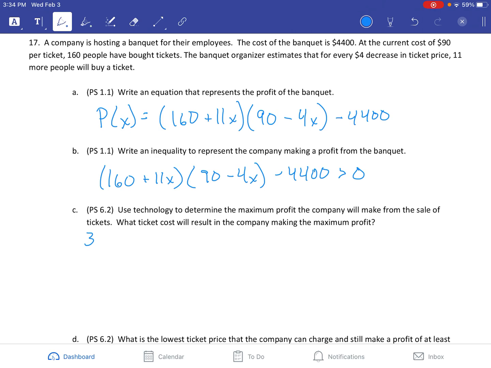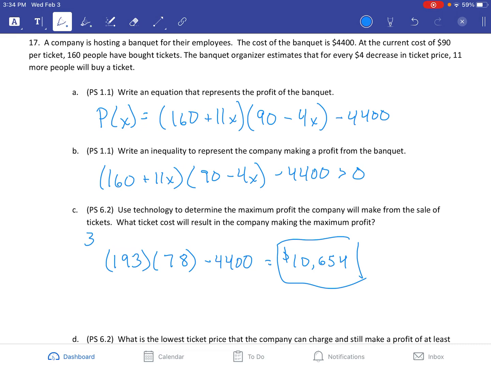We have 160 plus 11 times 3 gives us 193. That's how many people are going to show up. We do 90 minus 4 times 3 gives us 78. That's how much you're going to charge. Minus 4,400. So we have 193 times 78 minus 4,400 gives us 10,654. This is the maximum profit you're going to make.